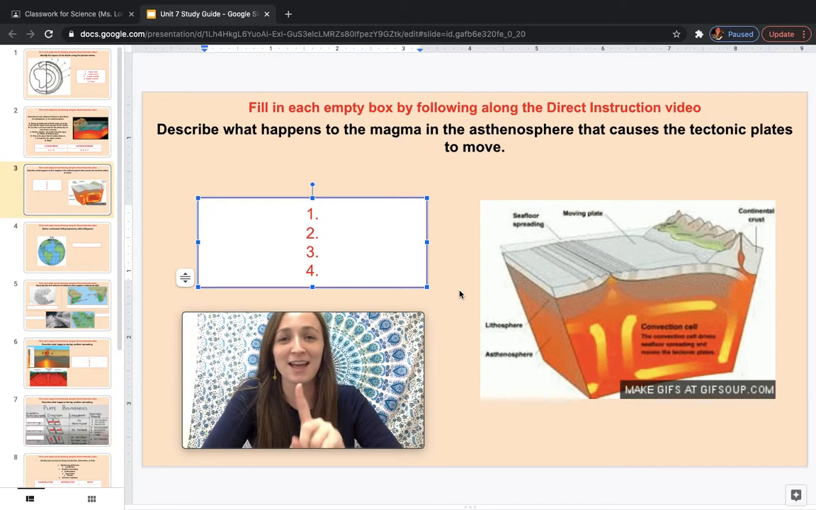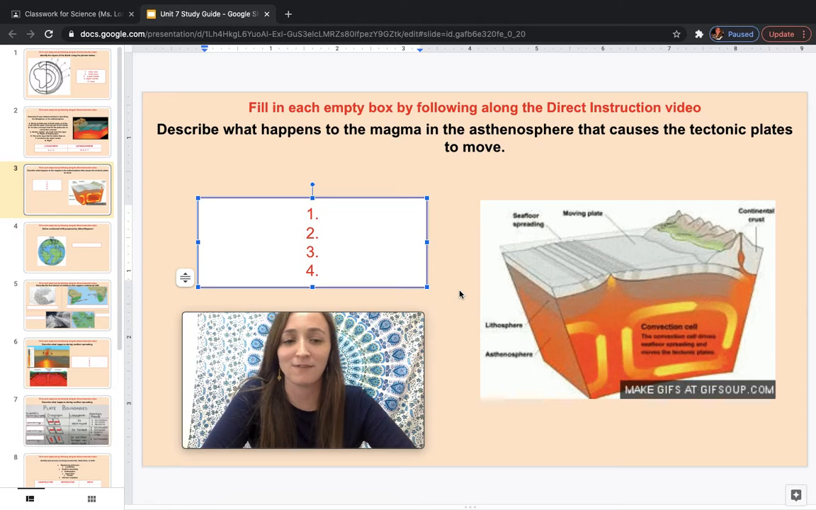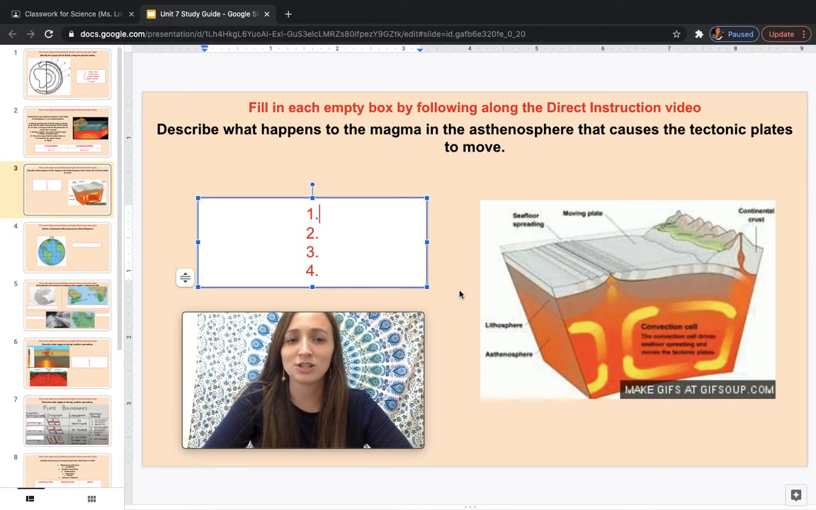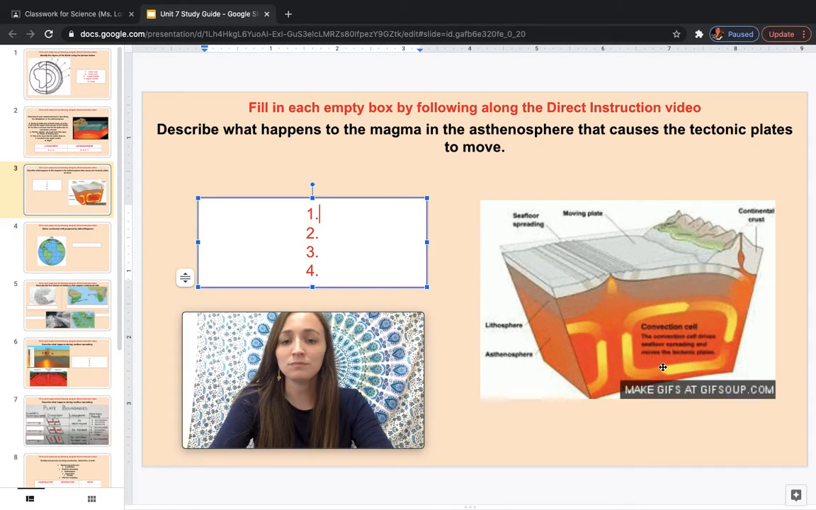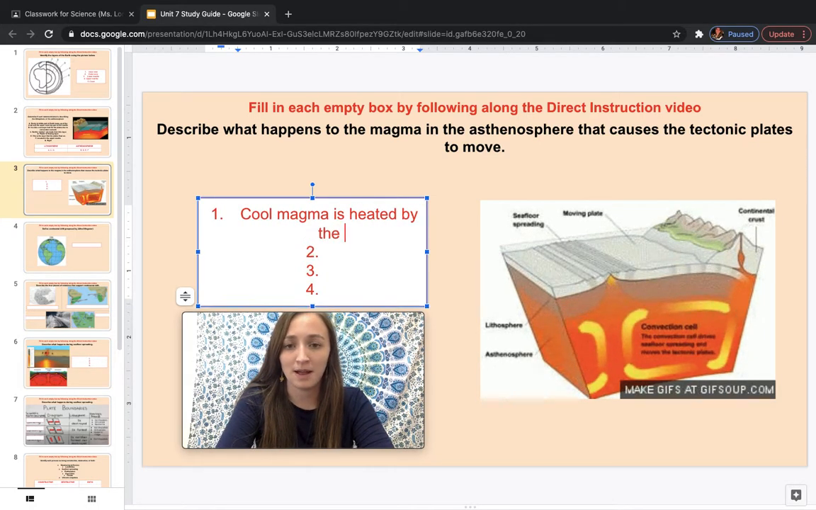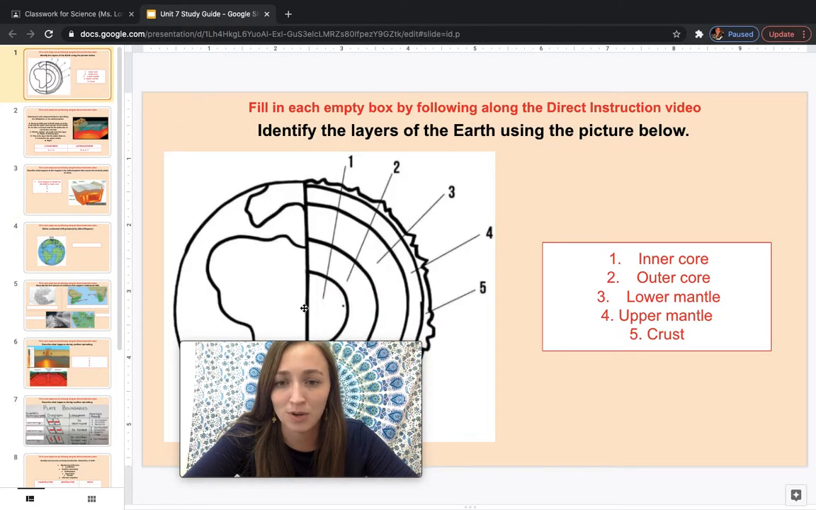But if you think of this constant rotation that causes things to naturally move, that's what a convection current is. So what's actually happening to the magma that's in this asthenosphere to move in that way? So what's going to happen? Step one, you have that cool magma is going to be heated by the Earth's inner core. Okay, so the inside of the Earth, and I'm going to go back up here to show you, the inside of the Earth right here is super hot.